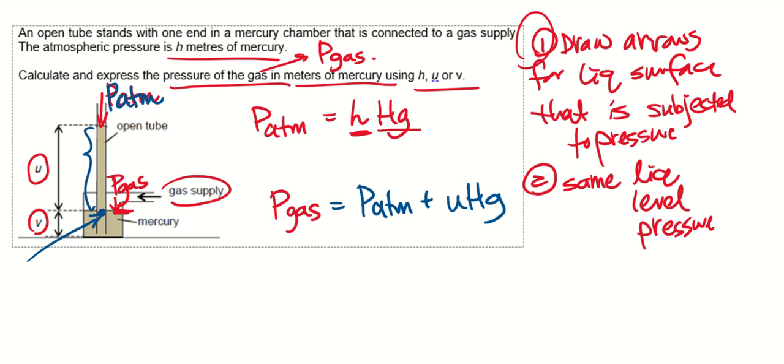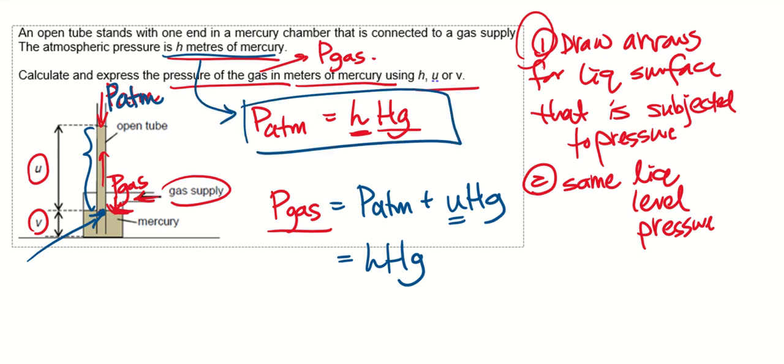How do I get uHg? This is the height of liquid that is acting above this point, and this height of liquid is u. What is the liquid used? It is Hg. So now P gas is actually higher than atmospheric pressure, right? Because it's able to push the liquid upwards. So this is P gas, which we want to find. Now PATM, can I convert it to Hg? Because they tell us the atmospheric pressure is h meters of mercury. So we derive this from this information, plus uHg. So P gas is actually h plus uHg. That's all.